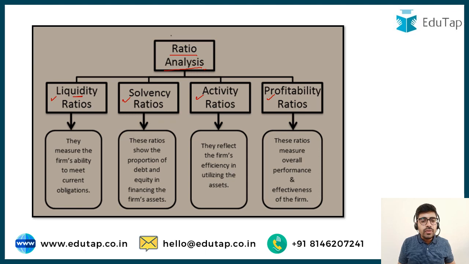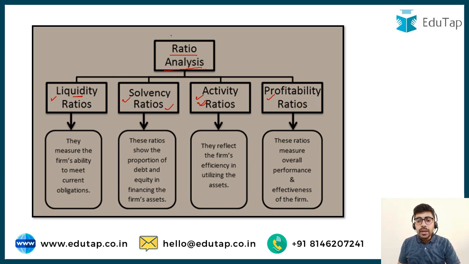Then there is the solvency ratio. The solvency ratio is about the proportion of debt and equity in the company, the proportion of borrowings and the proportion of the owned funds in the company, like the debt equity ratio we just talked about. There are activity ratios. They tell us how the activity in the company is going on, whether the company is effectively utilizing its assets or not. Now this ratio becomes very essential.